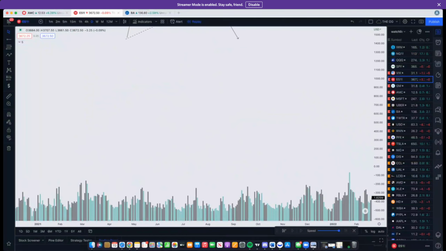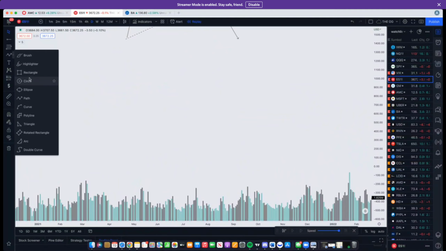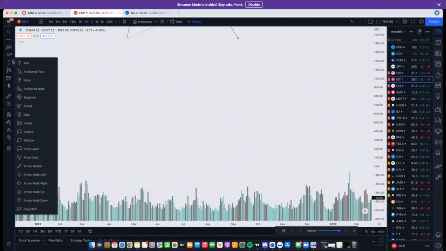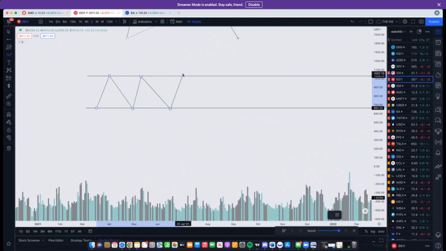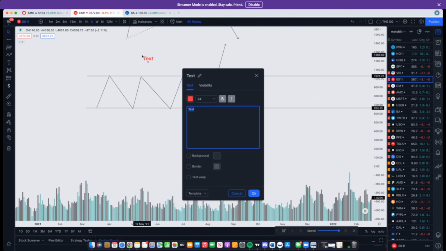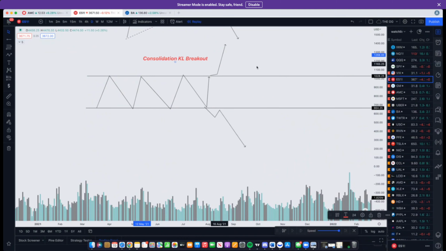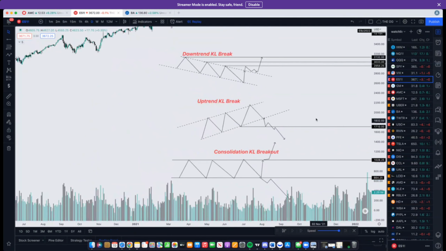Next setup here is my consolidation zone breakout and break and retest. So you have a consolidation zone, right? That means price is neither making higher highs nor higher lows. It's just going sideways, right? All you're waiting on is a break to the upside, right? Or downside. And this is the consolidation key level breakout. Fairly simple setup. None of these setups are difficult to understand.